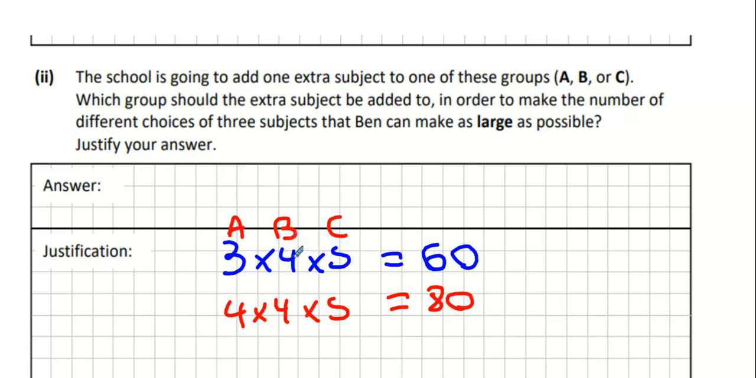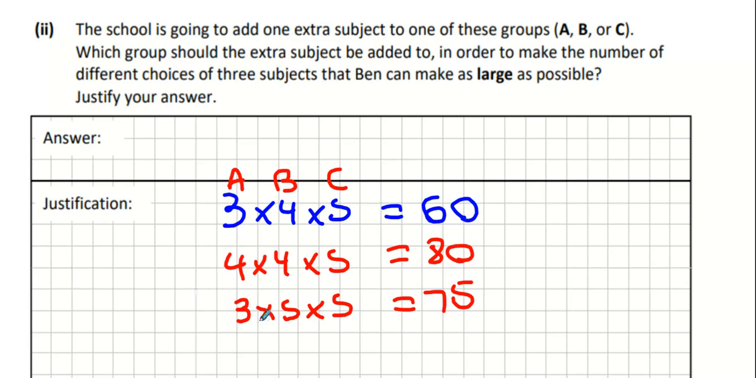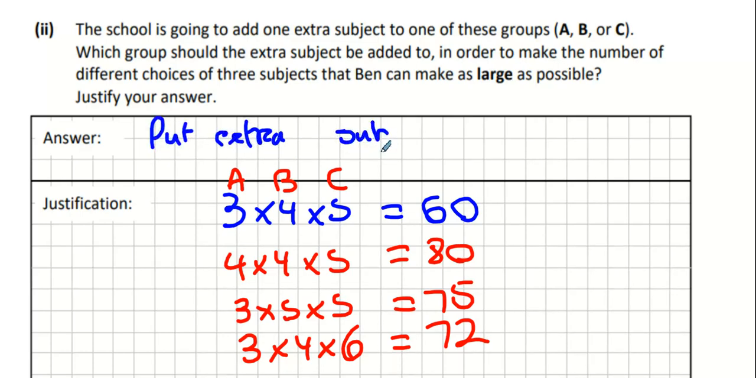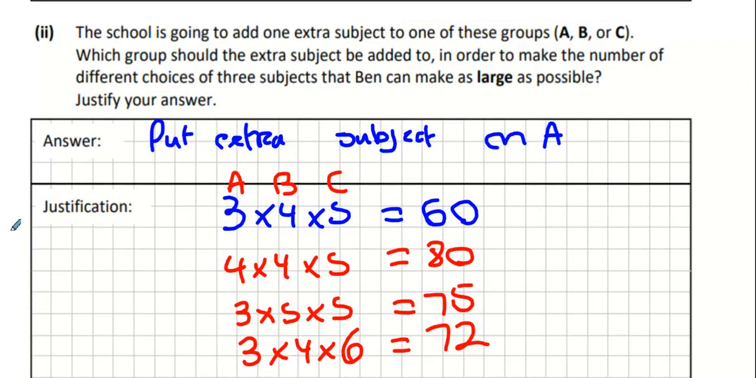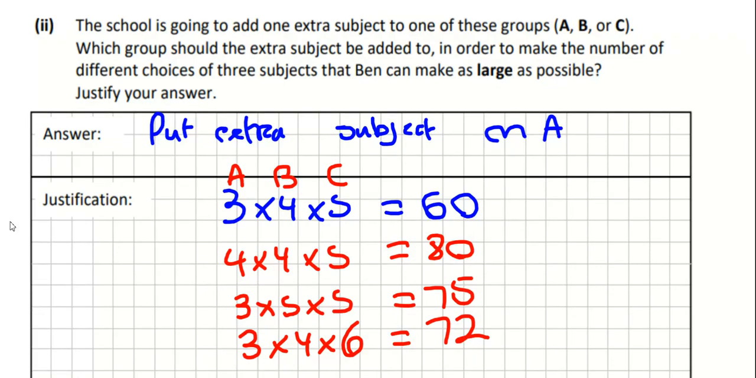What happens if we add one subject to B, but not A? Which is 75. And the last one, what happens if we add on to C instead? 3 by 4 by 6, which is 72. Which one should we put the choice onto? 4, 4, 5. Put the extra subject on A. Okay? Cool. Is that the end of the question? Is that it? Deadly. All right.